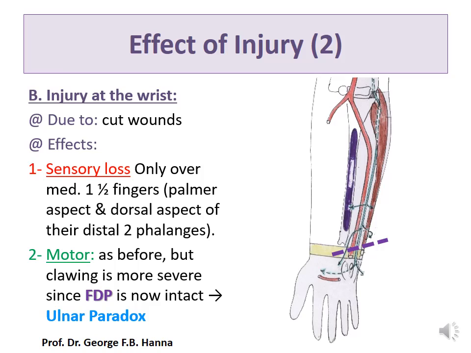Paradox means opposite to what is expected. Meaning what? I thought that the ulnar nerve injury would be more severe if it is proximal. But now the clinical picture of the ulnar nerve injury becomes more severe when we go distally. So this is opposite to the normal, and it is called the ulnar nerve injury paradox.